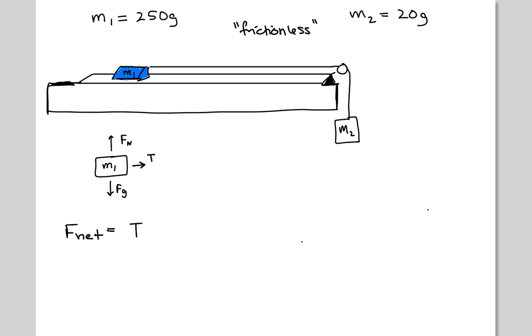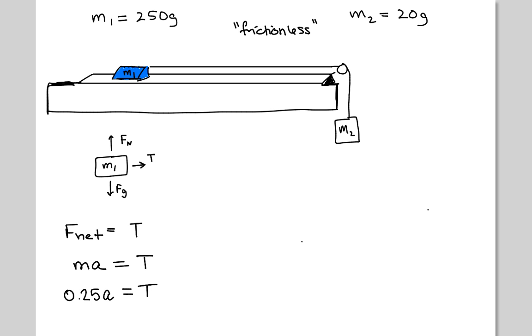So what does F-net get replaced with? MA. Okay, and do we know M? It is 0.25. So 0.25 A equals T. Okay, so there's our first equation, our first constraint. We're going to do this problem with two simultaneous equations that we'll solve as a system.